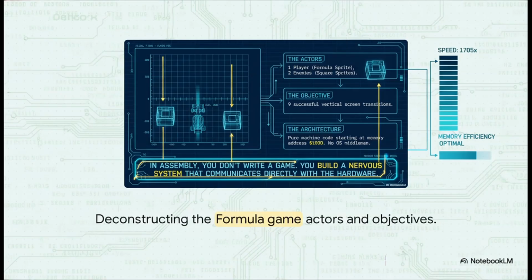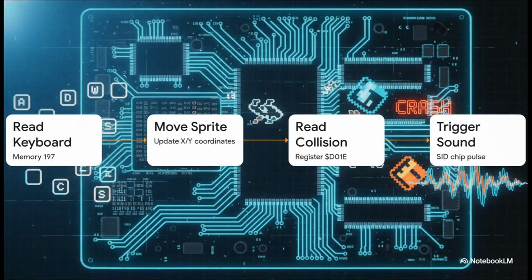But under the hood, the sheer amount of manual hardware management required to pull this off is fascinating. To make this game actually run, the developer has to construct an infinite lightning-fast game loop. Here's how it breaks down. Step 1, read the physical keyboard matrix directly, specifically at memory location 197, to see if the A, D, W, or S keys are being pressed.